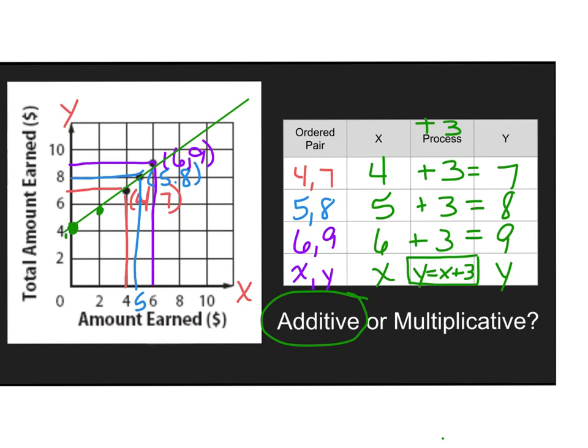So in this case, the graph is an additive relationship, and we created the table in order to help us find that out. So make sure you solve this and write this down in your assignment. The next one you're going to do on your own, but it's similar to this one. So watch this video again if you're having trouble with the next one.